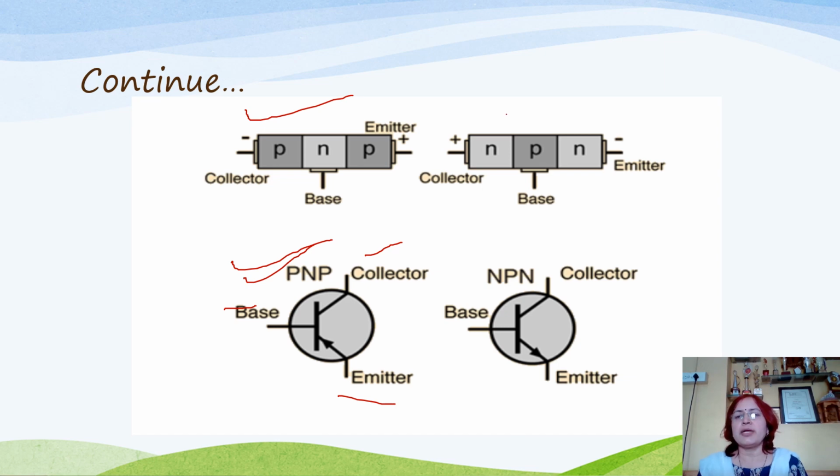Now come to the NPN transistor. This is the construction of NPN transistor and corresponding symbol is shown here. This one is base terminal, this is collector terminal and this is emitter terminal. The difference between the two symbols is regarding the arrow at the emitter terminal. The arrow is in the outward direction for NPN transistor and this arrow also shows the direction of emitter current flow.